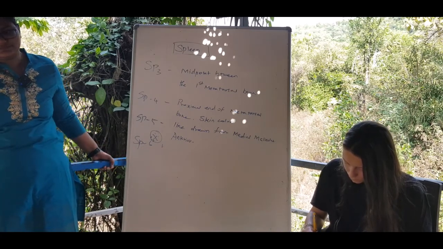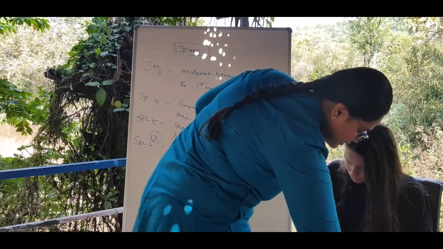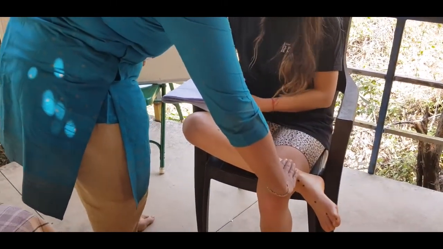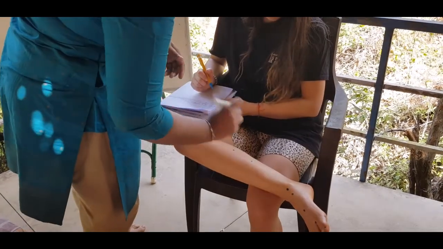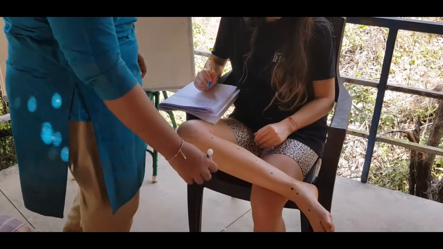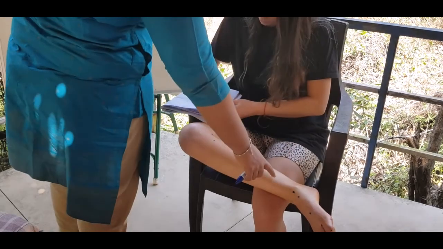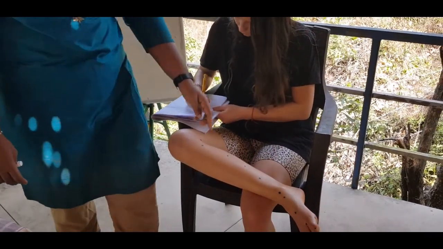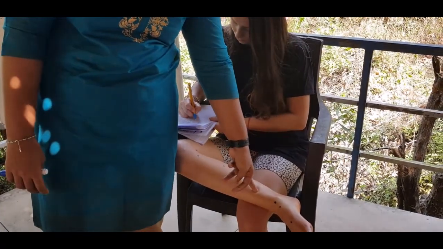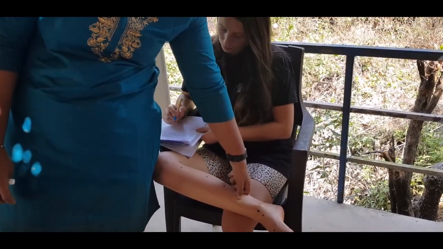Spleen 6 is located 3 chun. If you take 3 chun from the medial malleolus, then spleen 6 is here. This point is spleen 6. It runs very close to the liver meridian. This is the spleen meridian. The line should be straight, then you are locating the perfect point. If you are having pain during menstruation, you can press this point.